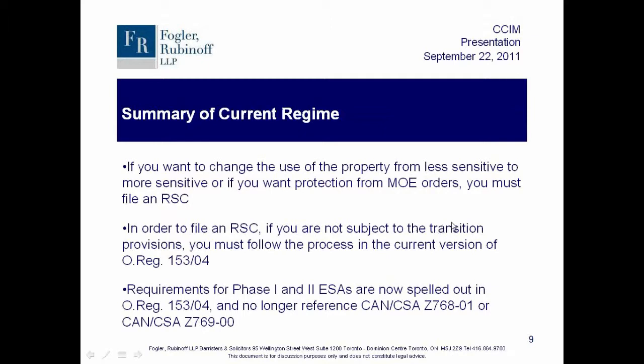So, in summary, if you want to change the use of the property from less sensitive to more sensitive, or if you want protection from MOE orders, you must file a record of site condition. In order to file the record of site condition, if you're not subject to the transition provisions, meaning you started your project before and you actually sent a notice to the MOE saying you'd like the old standards and reg to apply to you, you get an extra 18 months, I believe, to use it. But if you didn't do that, and you would have had to file that notice prior to January 1st of this year, so you had until December 30th of last year to do that. If you didn't do that, then you're subject to 153.04 if, again, you want to change the use of the property or want protection from MOE orders.